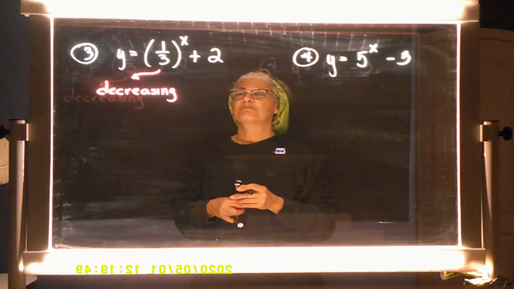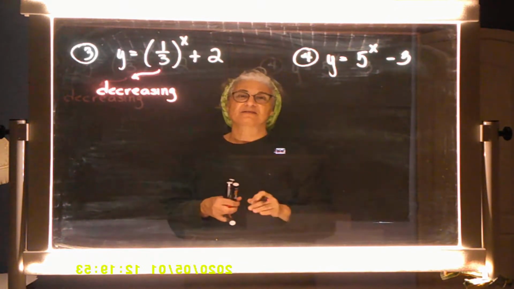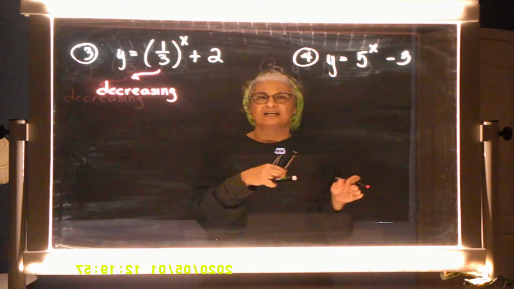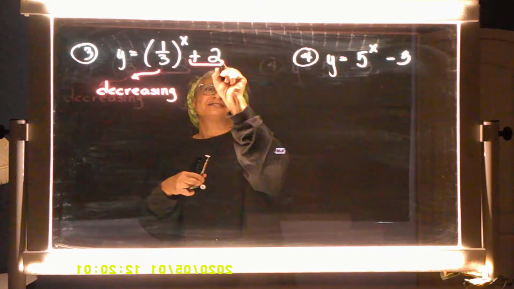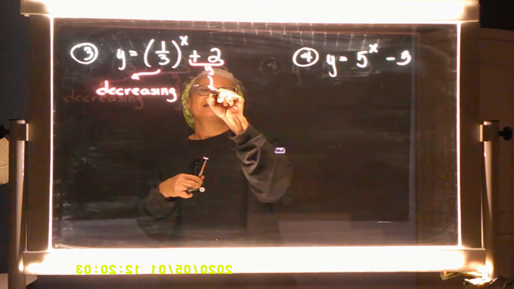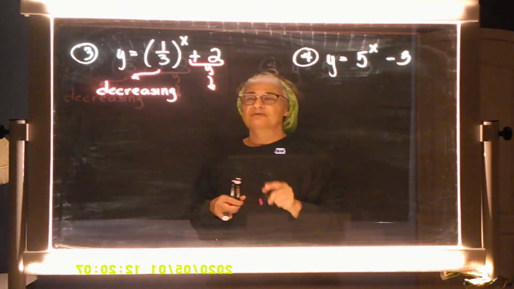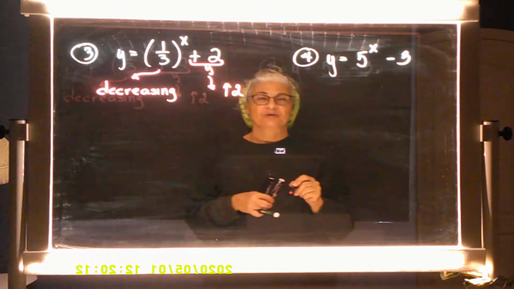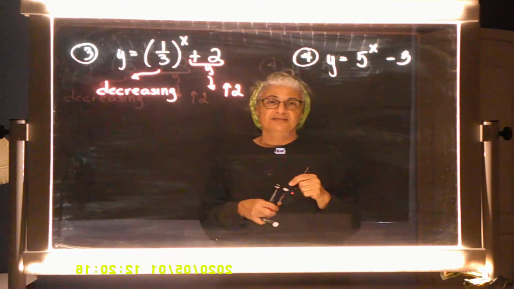Hopefully you remember. Is this plus 2 invading the space of x, or is it outside of the x? Good, it's outside of the x, which means this is affecting which variable? Yes, this is affecting the y. And in this case, it's telling you that the y's are going to go up by 2. With me? The y's are going to go up by 2. That's what that is telling you.